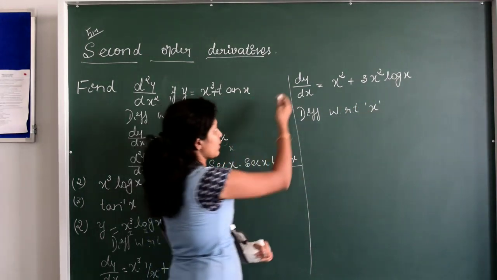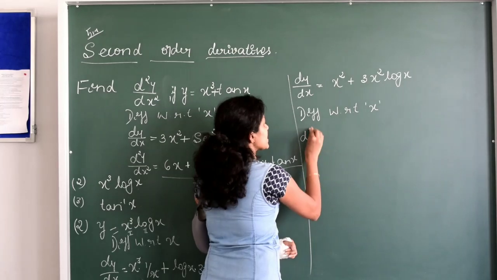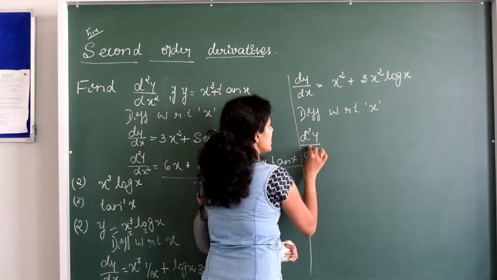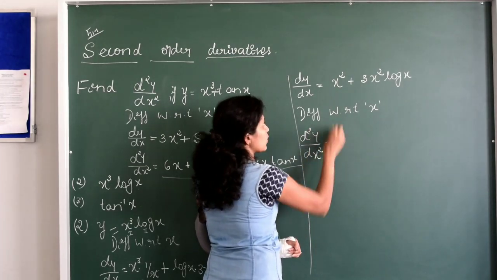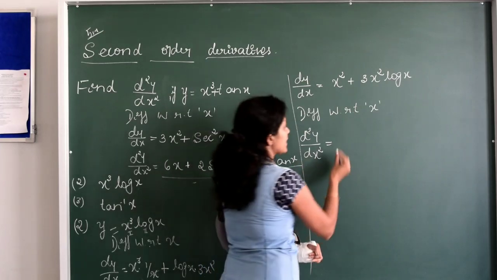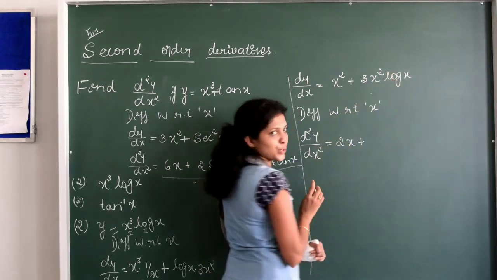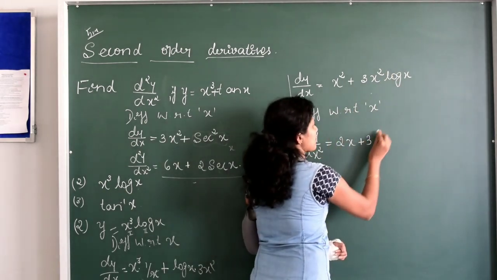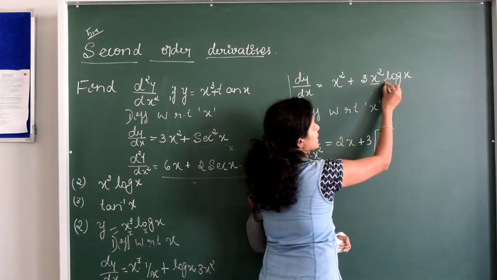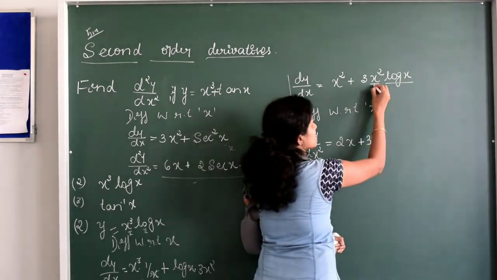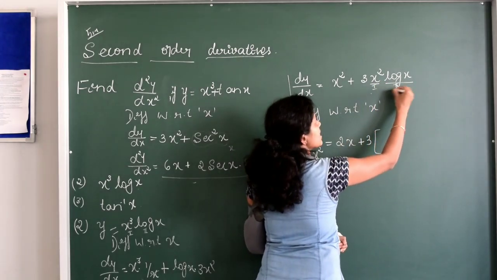So the derivative of dy by dx will be d square y divided by dx square, equal to the derivative of x square, which is 2x, plus here again two functions are there. 3 is a constant, we will keep it as it is, that is 3. Now we will apply the product rule for these two. So I will consider this as the first one and this as the second one.